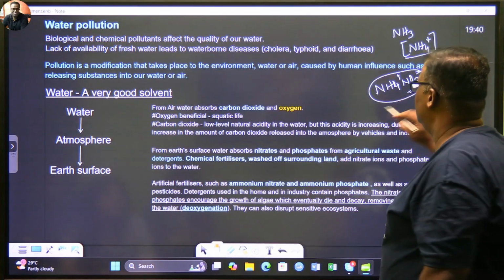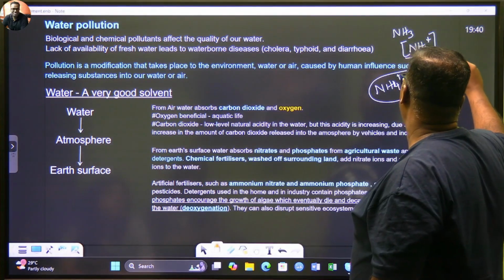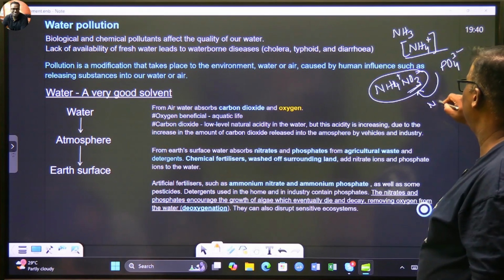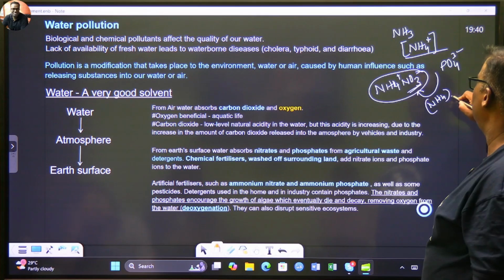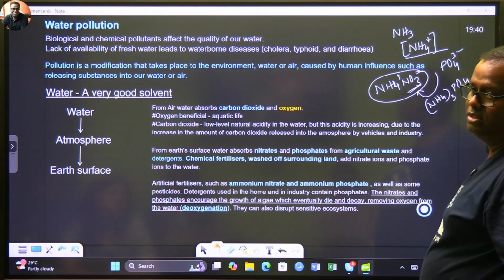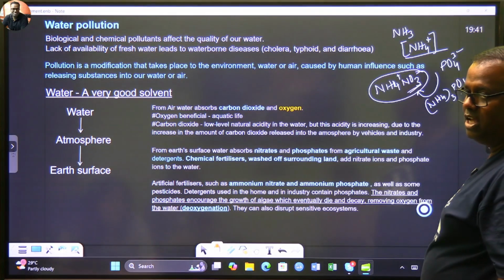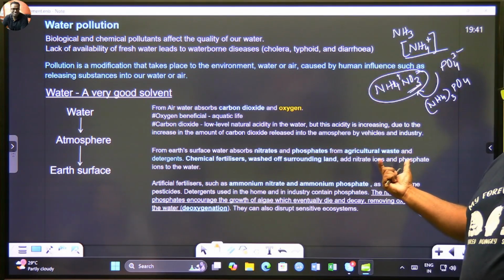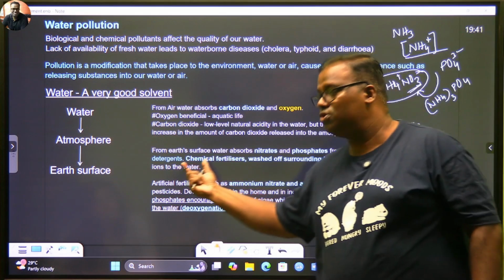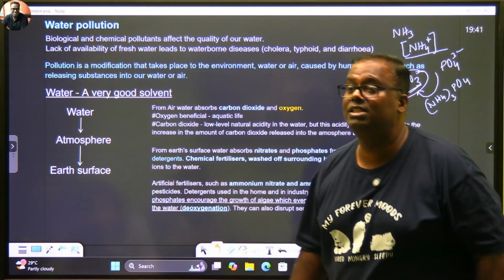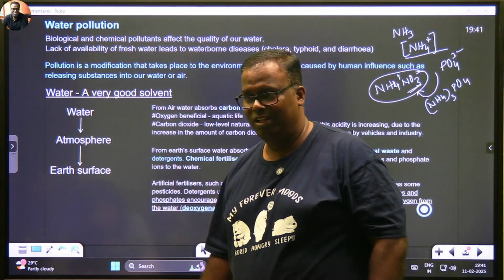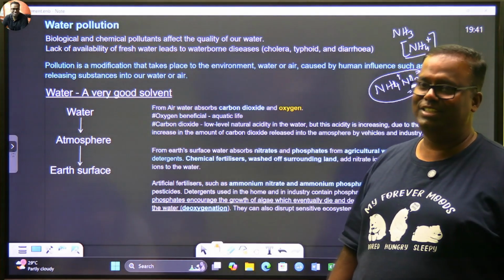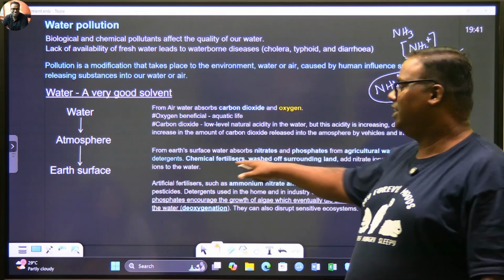Similarly, we have got another ion called phosphate, PO4 3-, H3PO4. So we have ammonium phosphate also, (NH4)3PO4. 3 of this mixes with that, right? Ammonium phosphate. So nitrates and phosphates from agricultural waste. And phosphates and nitrates are also present in your detergents. That's why we say detergents are not biodegradable. You should not take Ariel and start washing it on the river or the lake. Detergents are not biodegradable. So they are getting inside it.